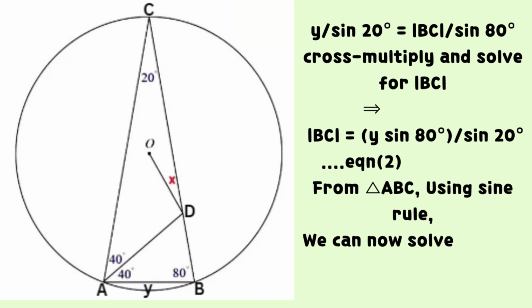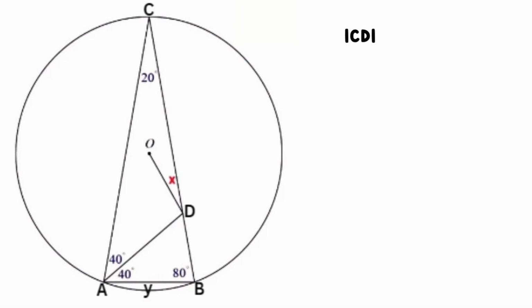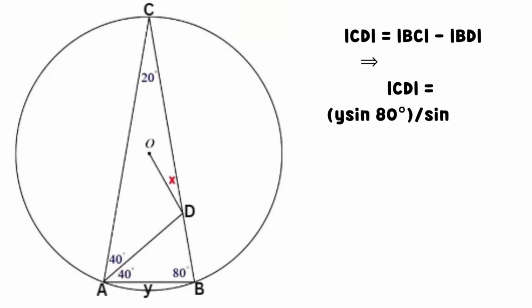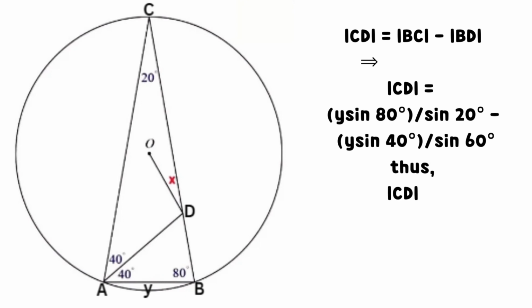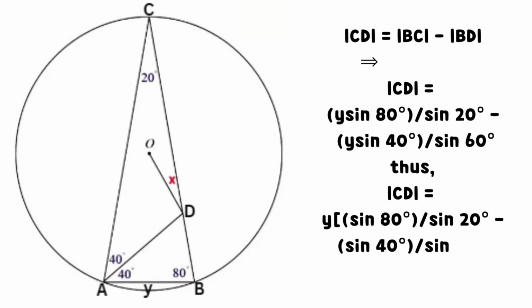From triangle ABC, using sine rule, we can now solve for the length of line CD. Thus, length of line CD equals the sum of the lengths of line BC and BD. We substitute the values for the lengths of line BC and BD, respectively, that we obtained earlier and simplify in equation CD, which we call equation 3.